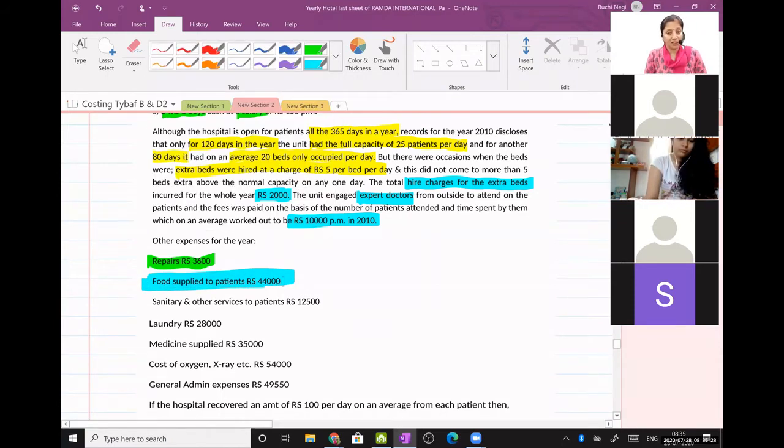Correct? Sanitary and other services to patients. What about this cost? Yeah, Priyanka, Ranjana, Nishant, Aniksha, Nikita, Shubham, it's a variable cost. Good. Okay. Laundry. Laundry is which cost? Yeah, very good. Yes, it's a variable cost. Good.